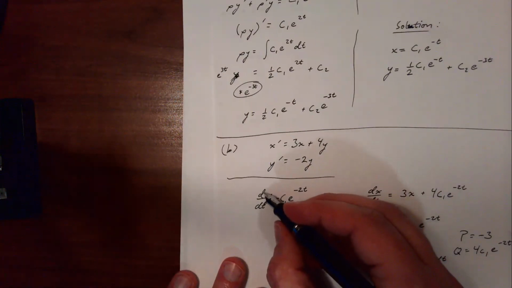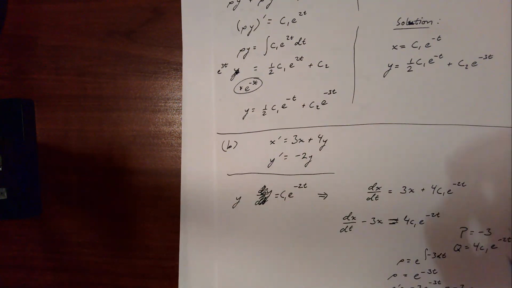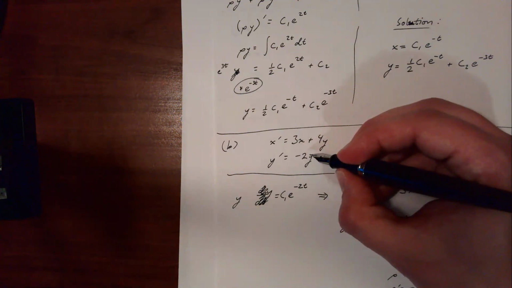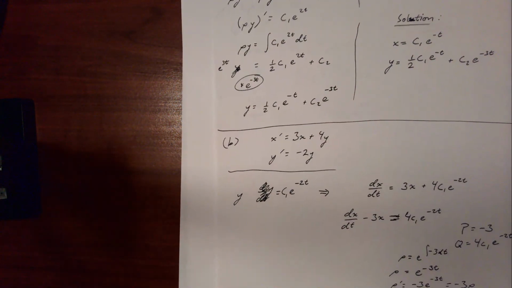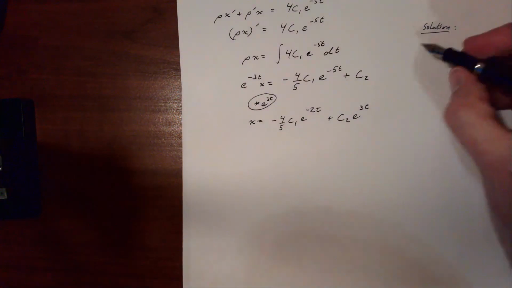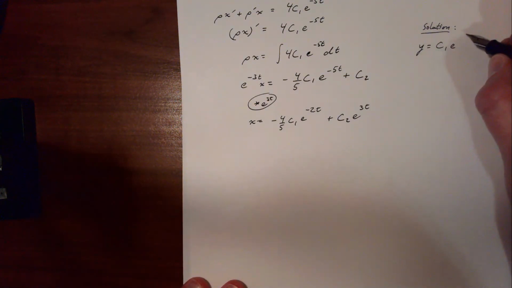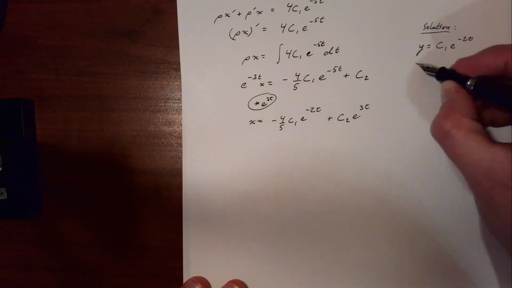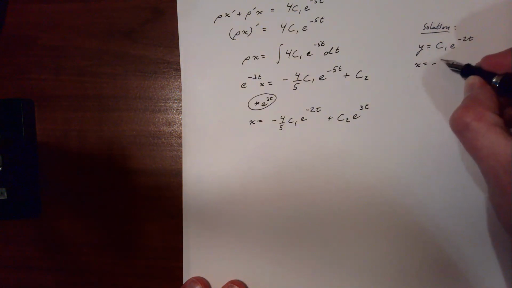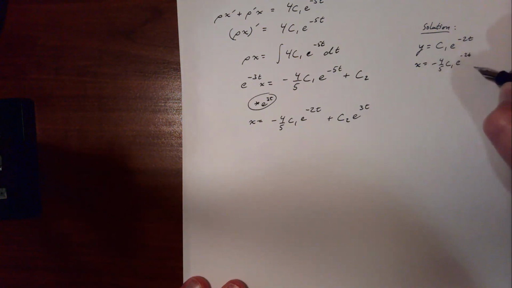Oh, sorry. Way back there, I said dy/dt, but I really meant just y. Obviously, I did not mean dy/dt. That would have been just equal to negative 2y. Whoops. All right, back to work. So then our solution is that y equals c1 e to the negative 2t, and x is equal to negative 4/5 c1 e to the negative 2t plus c2 e to the 3t.